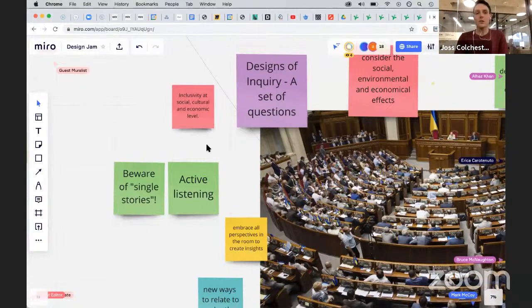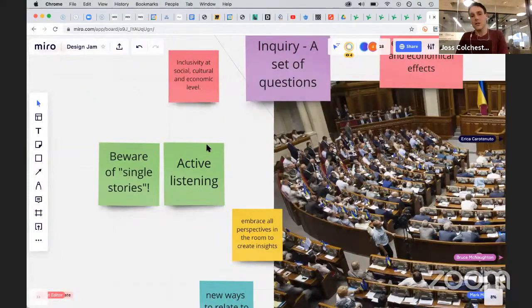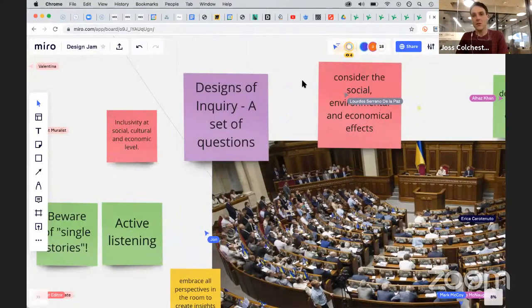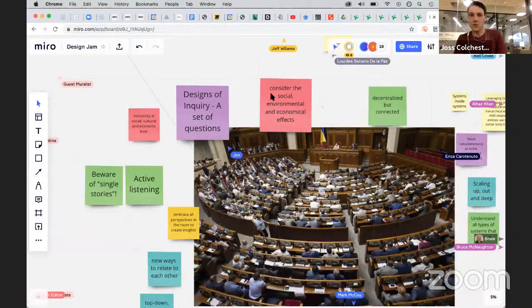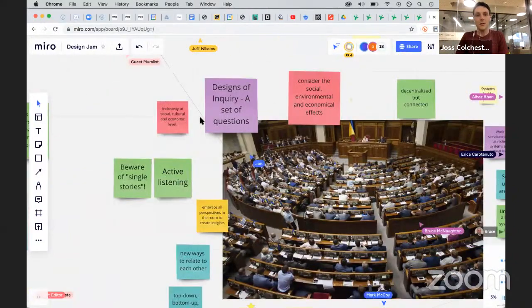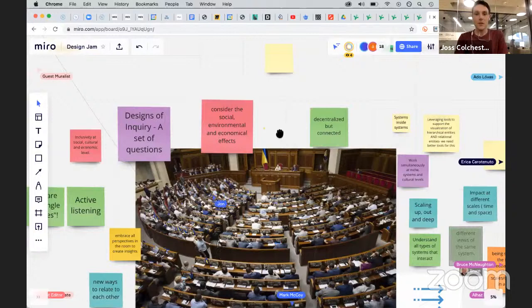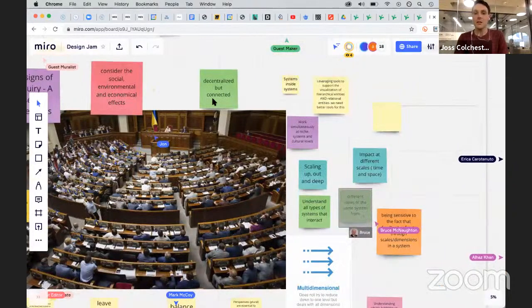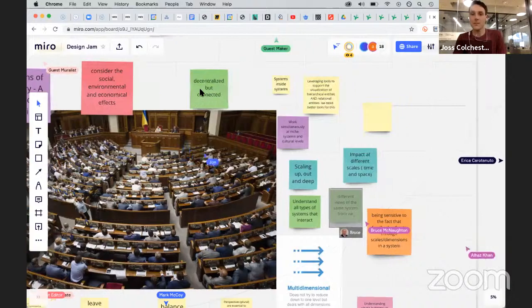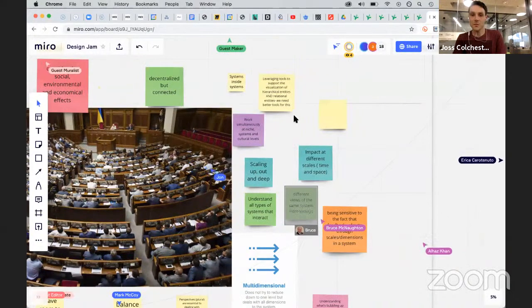Really important. Okay, inclusivity at social, cultural, and economic level. Yep. Designs of inquiry, a set of questions. Okay, we've run over time already, so just take a few more of these. Consider the social environment and economic factors. Decentralized but connected. Anybody want to talk on that? I put that one on there.